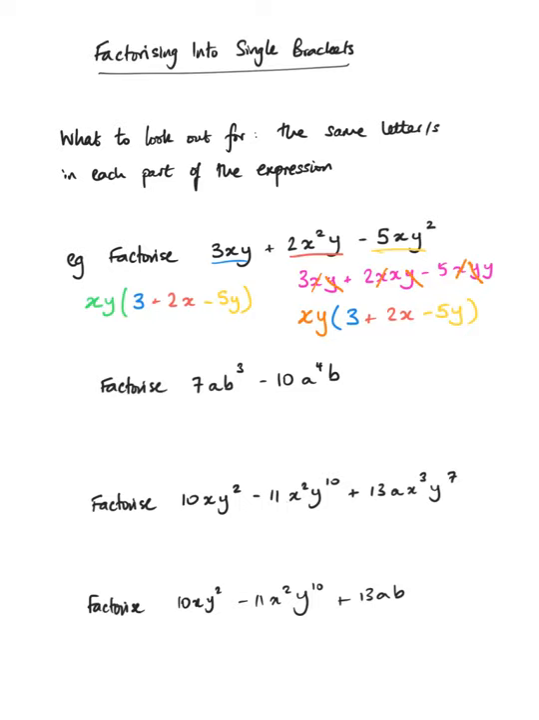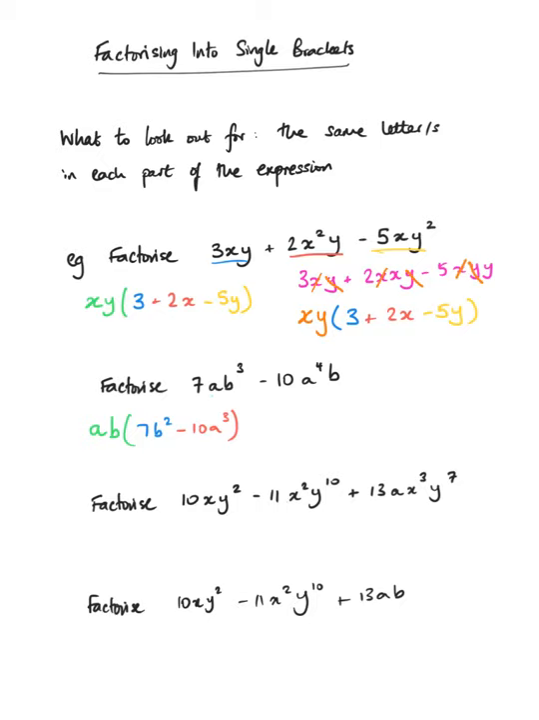So 7ab cubed minus 10a to the power 4b. Look at the numbers, they don't share any factors. Look at the letters. I've got 1a and 4a's, a to the power 4, so it's just going to be 1a on the outside because it's the smallest power. Similarly with the b's. So then when I go inside the bracket to get from ab to 7ab cubed, that's 7b squared. And to get from ab to minus 10a to the power 4b, that's minus 10a cubed.